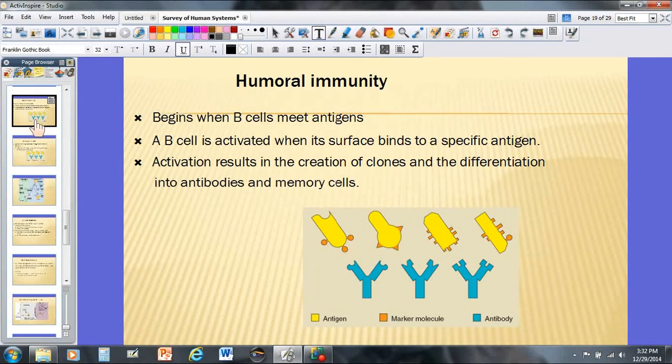Once the clone has been created, it grows and differentiates, or changes, into more specific cells called plasma cells. The plasma cells will produce the antibodies that are specific matches to the antigens. These clones will also differentiate into memory cells. These memory cells are just like the memory cells of the cell-mediated response. They will be used by the body to recognize this particular pathogen should it come back again. And again, this will make the immune response faster and more effective than it was the first time.